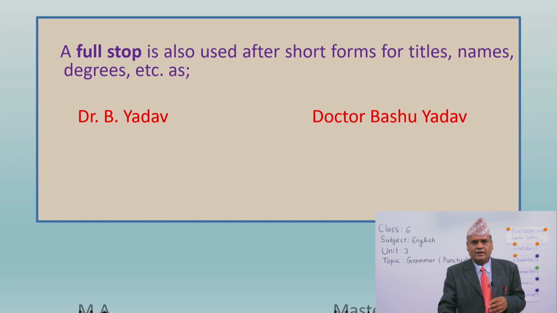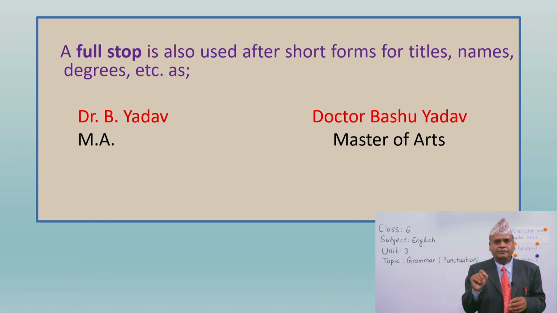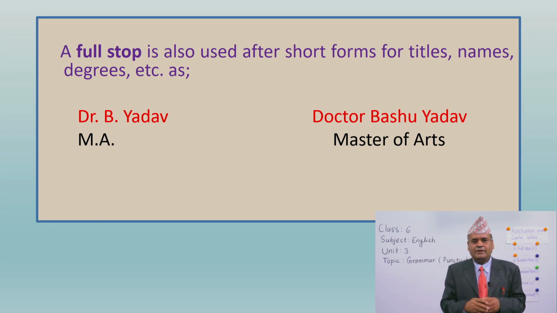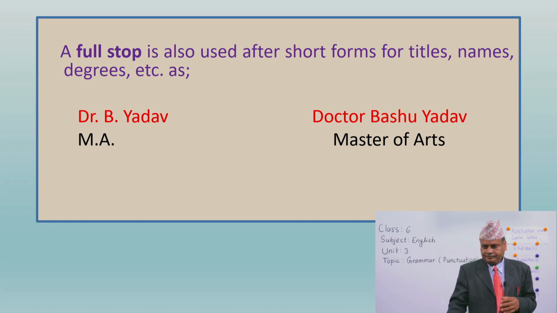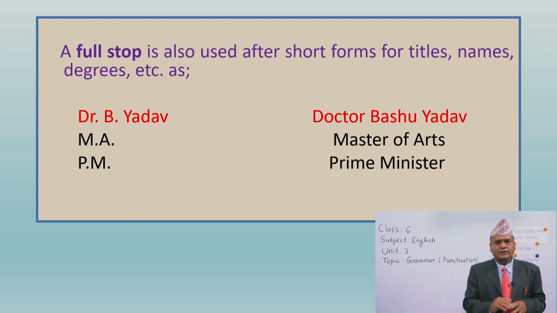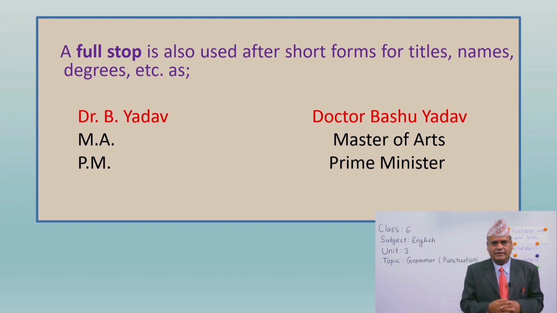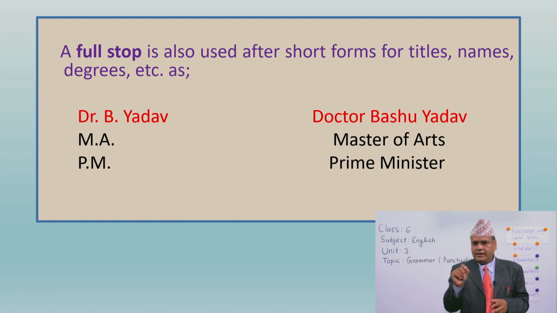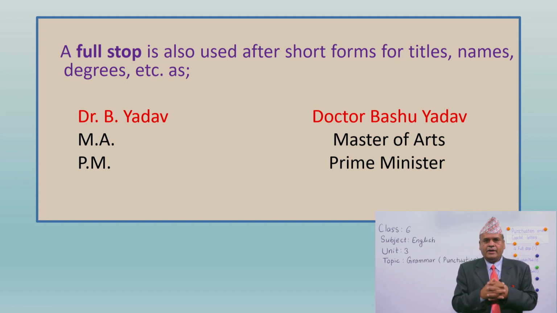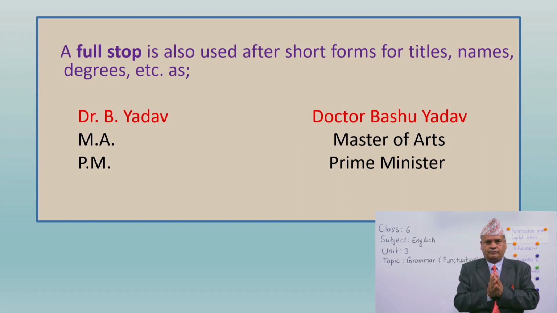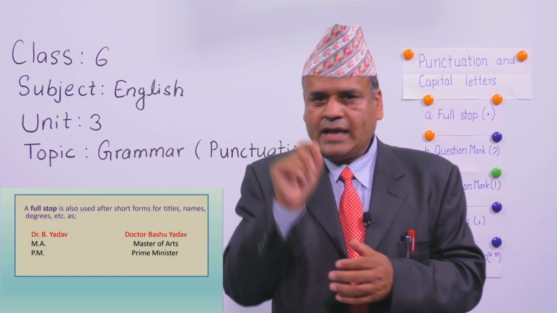Okay, similarly in other nouns also, you see, M.A., full stop. M, point, that is full stop. And next, full stop there. And Master of Arts, that's the full form. Next is P.M., right? Prime Minister, right? So P, full stop, M, full stop we give. When we write abbreviation, that means short form with the capital letters, at that time, normally we give full stop after each letter.